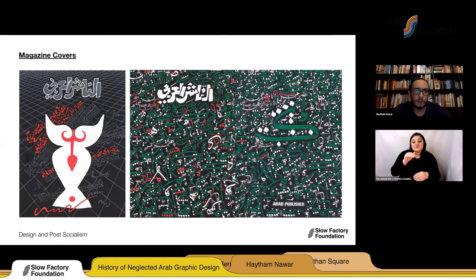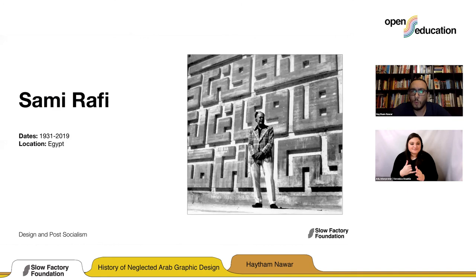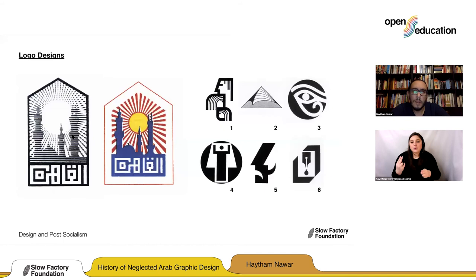He used a lot of beautiful lettering and calligraphic style in his designs. Sami Rafa was his Kufic inspiration, with this memorial in Egypt for the martyrs of the war of 1973. You see he used the names of all the martyrs in Kufic script to create this memorial in the middle of the city of Cairo. The logo of Cairo itself, the state, and some other logos for institutions in Egypt.